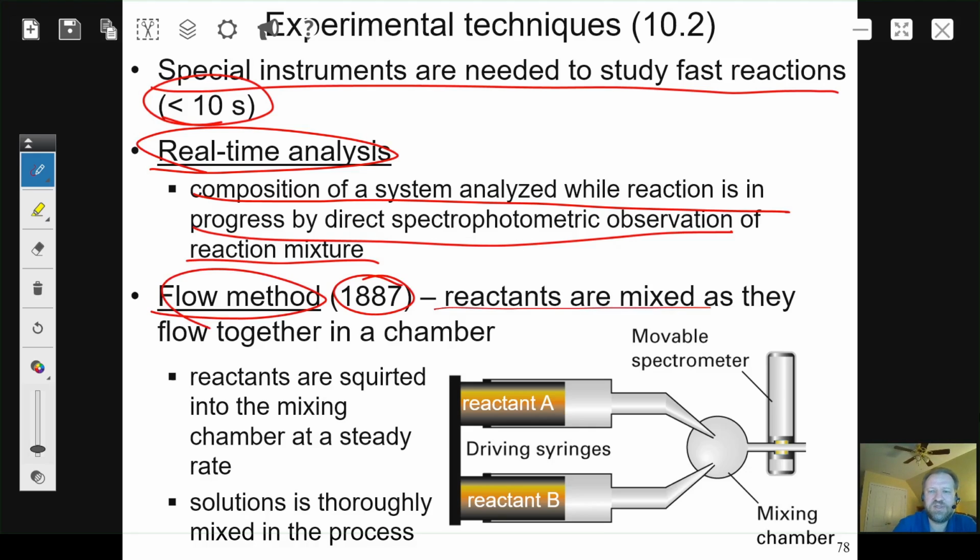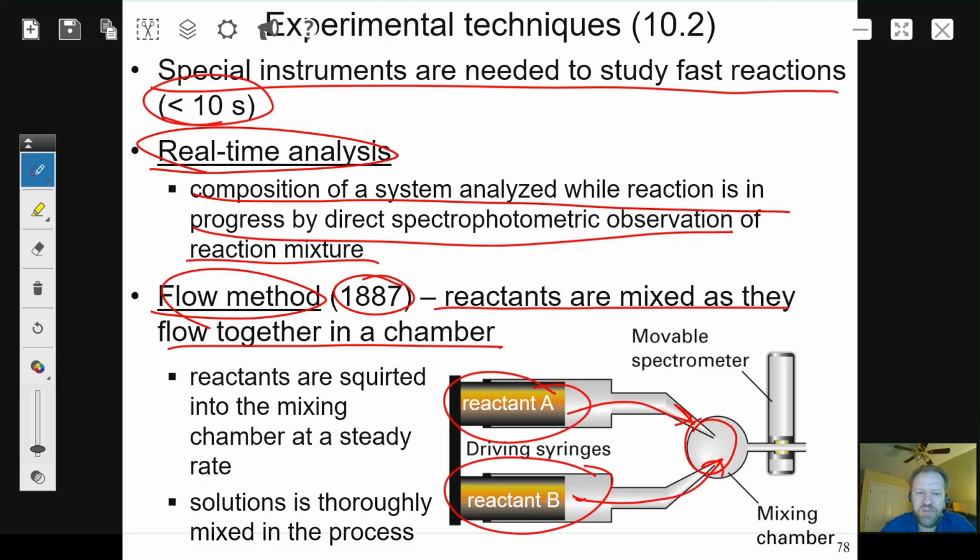The idea is very simple. Reactants are mixed as they flow together in a chamber. So you have two driving syringes. Syringe A pushes reactant A into the mixing chamber. Syringe B pushes reactant B into the mixing chamber. The reactants are squirted into the mixing chamber at a steady rate, and the solution is thoroughly mixed in the process in the mixing chamber.